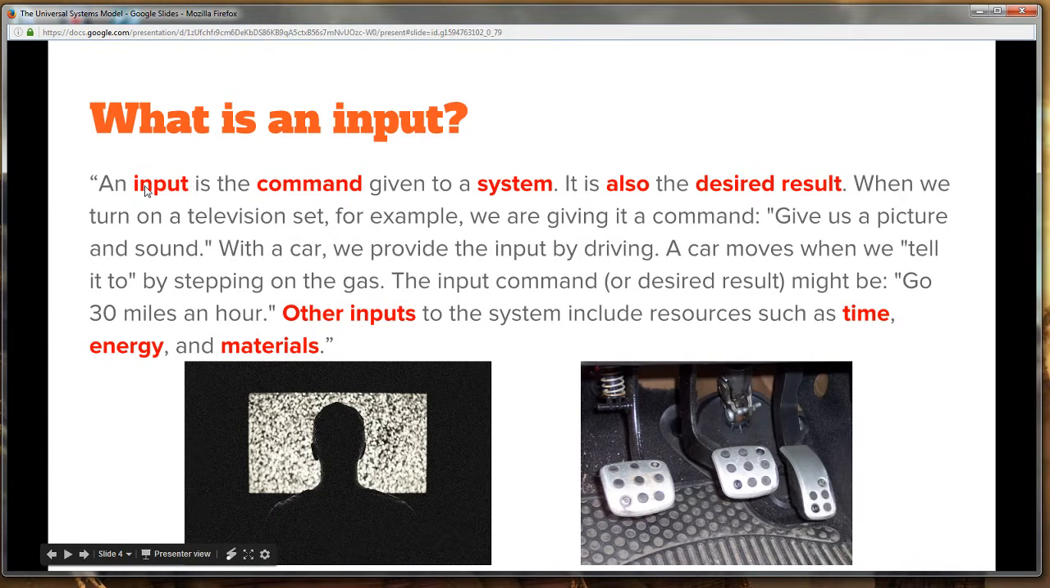What is an input? An input is a command given to a system, also called the desired result. When we turn on a television set, for example, we are giving it a command: give us a picture and sound. With a car, we provide the input by driving. A car moves when we tell it to by stepping on the gas. The input command or desired result might be for the car to go 30 miles an hour. Other inputs to the system include resources such as time, energy, and materials.